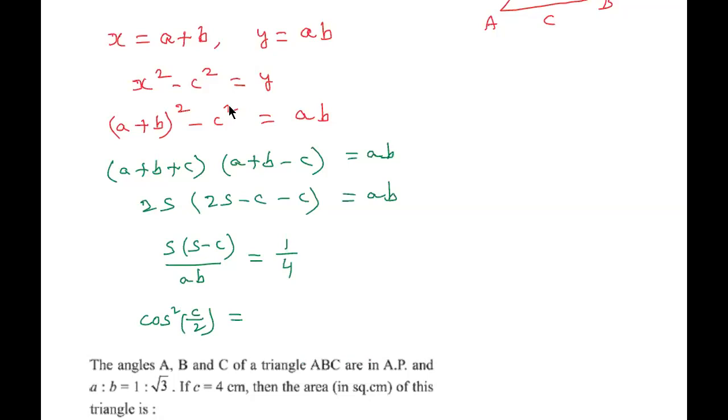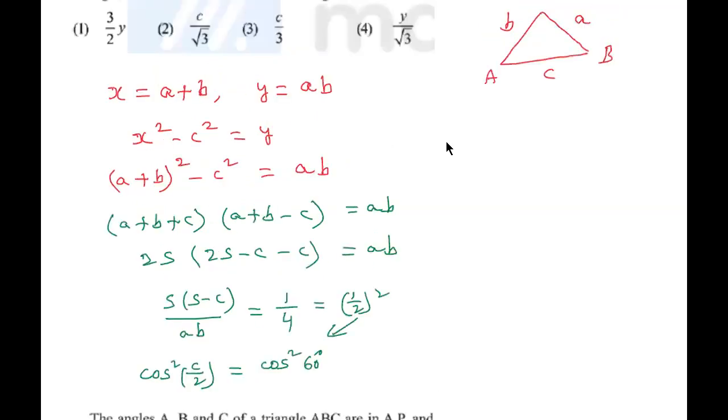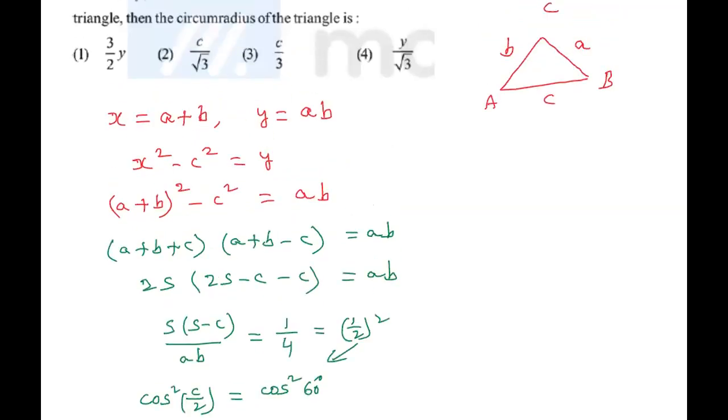Cos square 45 degrees or not? Cos square 60 degrees. This is, I am writing (1 by 2) whole square. 1 by 2 means cos square 60. Finally, observe that what is angle C? By comparing both, C by 2 is equal to 60. Then C is equal to 120.